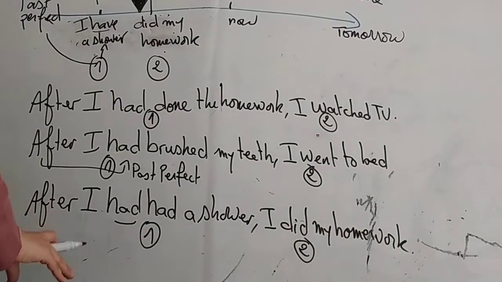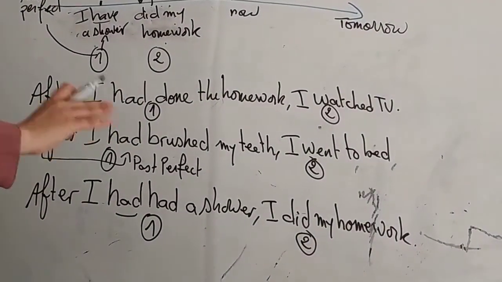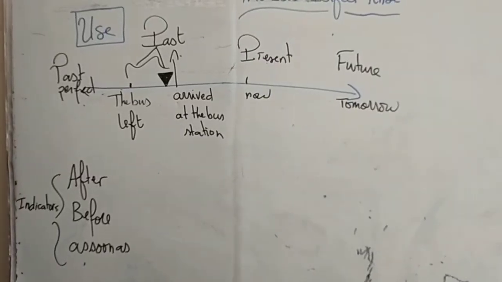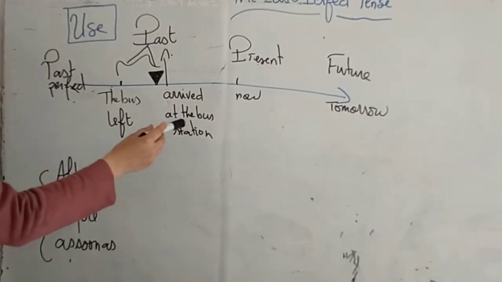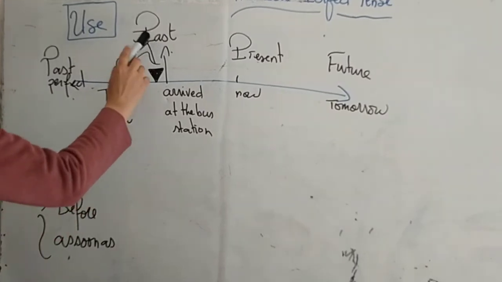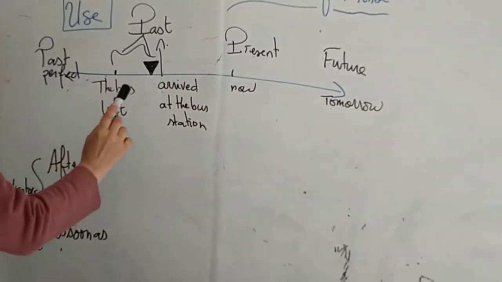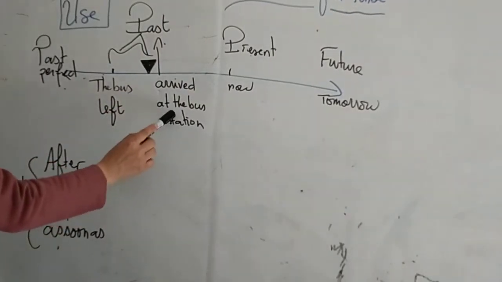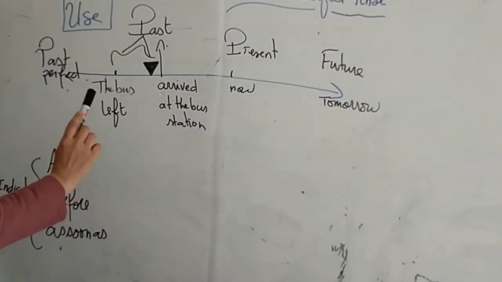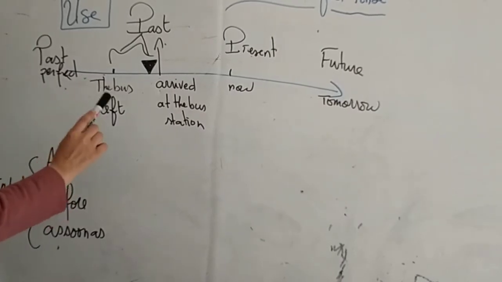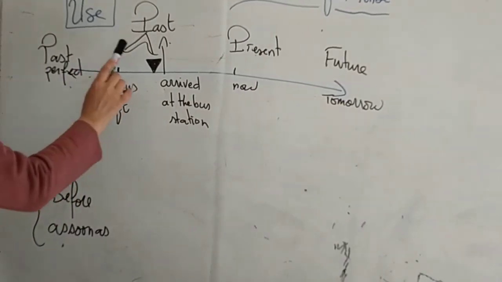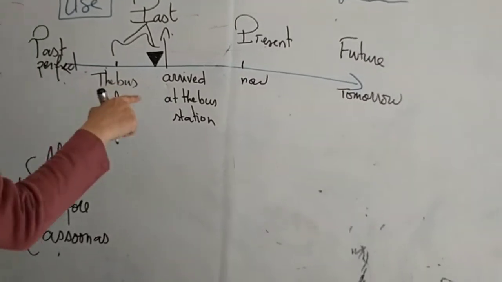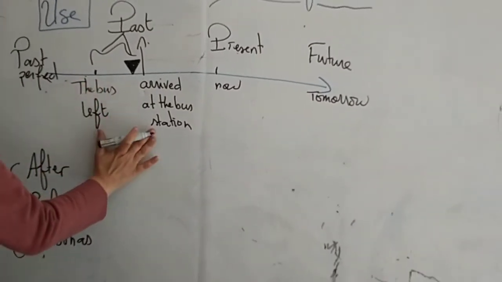Okay, now the last example. Here in the past, two activities: I arrived at the bus station, but before I arrived at the bus station, the bus left. Meaning the bus went. Then afterwards I arrived at the bus station. Two activities again happened in the past, because we are always talking about the past.